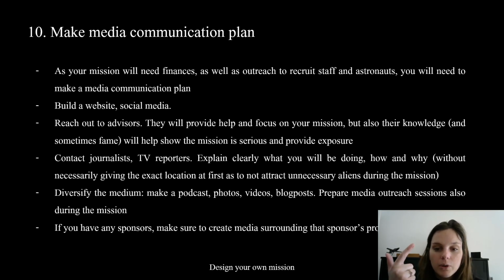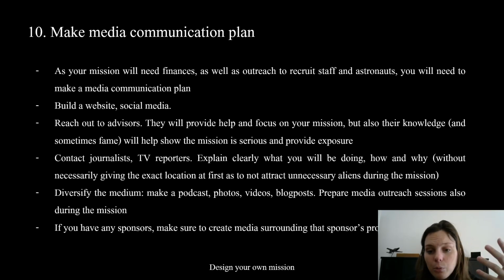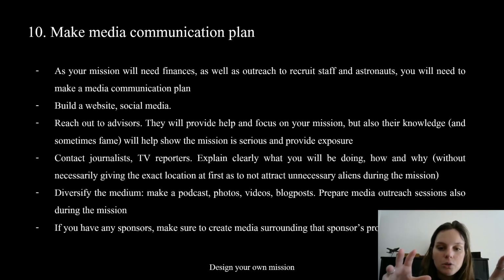needs to be done, how long it needs to be, define everything, and really try to diversify, because some people prefer photos, some people prefer reading, some people prefer listening to. By diversifying, you actually reach out to more people.